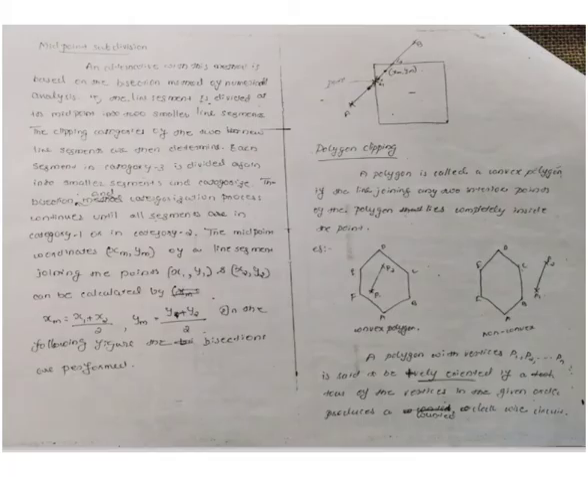Next is the midpoint subdivision. If a line segment is divided at its midpoint into 2 smaller line segments, the clipping categories of the 2 new line segments are then determined. Each segment is categorized. A segment in category 3 is divided again into smaller segments and categorized. The bisection and categorization process continues until all segments are in category 1 or category 2. The midpoint coordinates xm, ym of a line segment joining the positions x1, y1 and x2, y2 can be calculated by xm equal to (x1 plus x2) by 2, ym equal to (y1 plus y2) by 2.